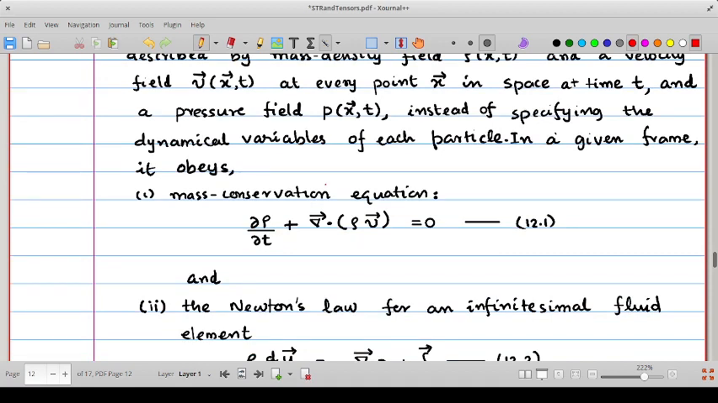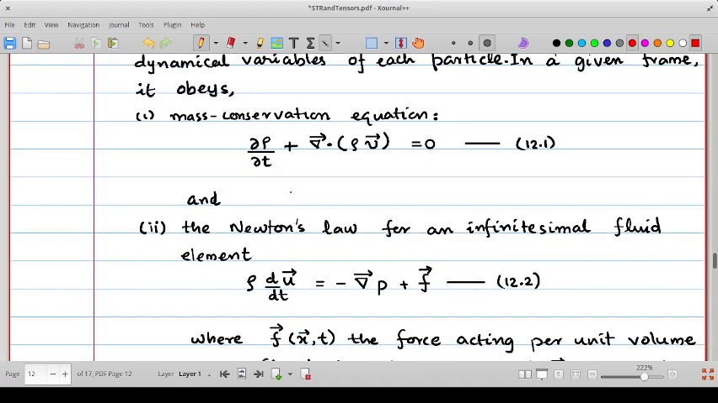And in a given inertial frame of reference, it has to obey certain conservation laws. First of all, the mass conservation law can be written in the differential form in the following way. ∂/∂t of rho plus divergence of the mass current, where the mass current is given by density times velocity, is equal to zero. So this is the differential form of the mass conservation equation.